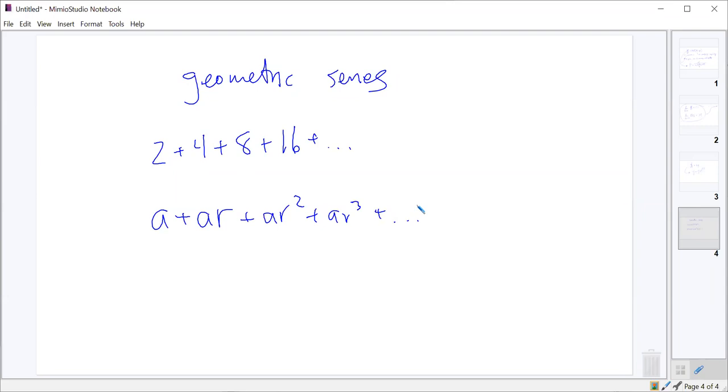I'm not going to go through how you determine what this series sums to and when it actually does have a finite sum. We're going to talk about it, but we're not going to prove it again in this year.